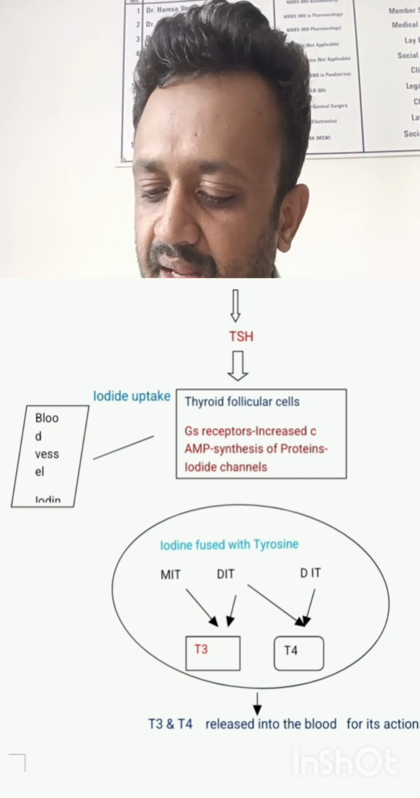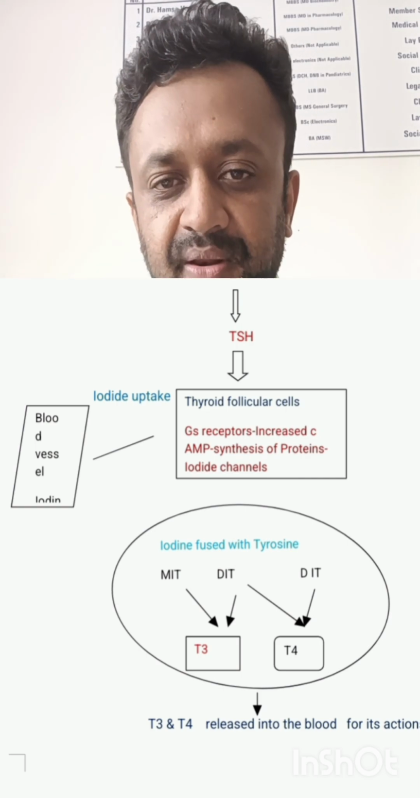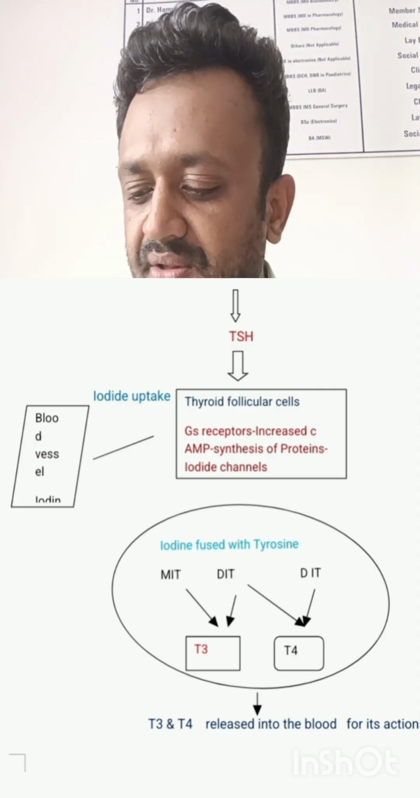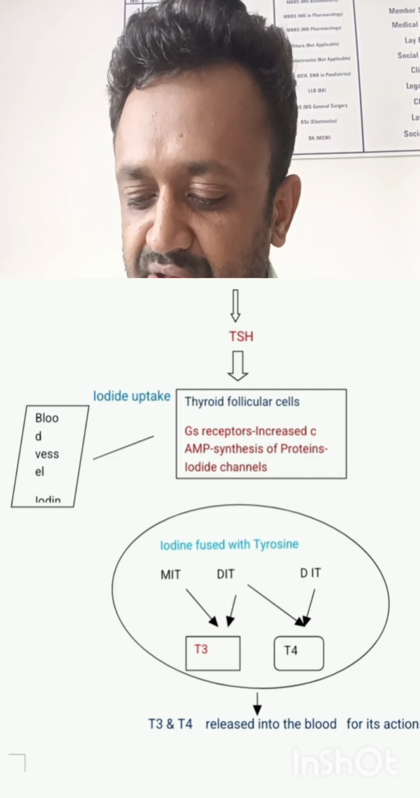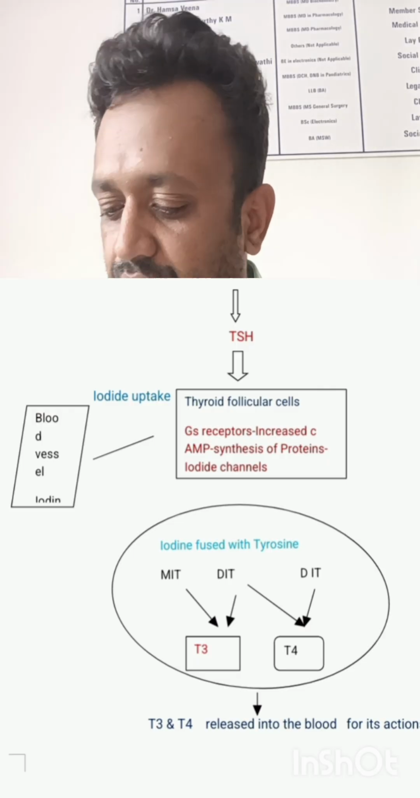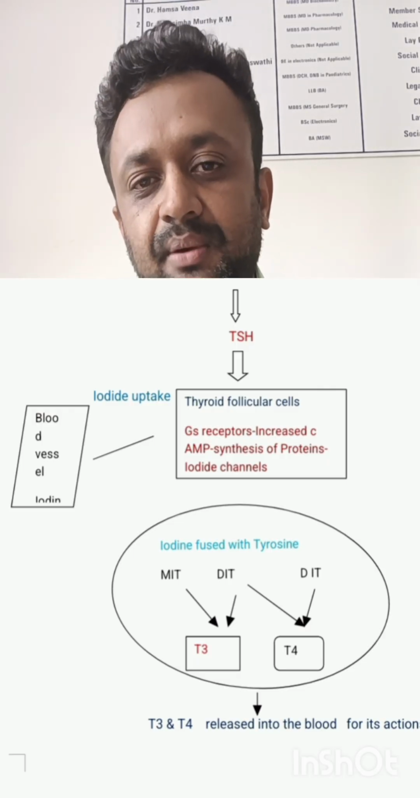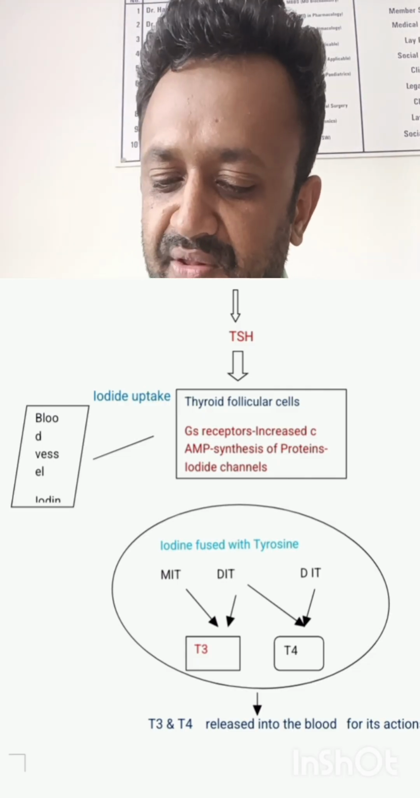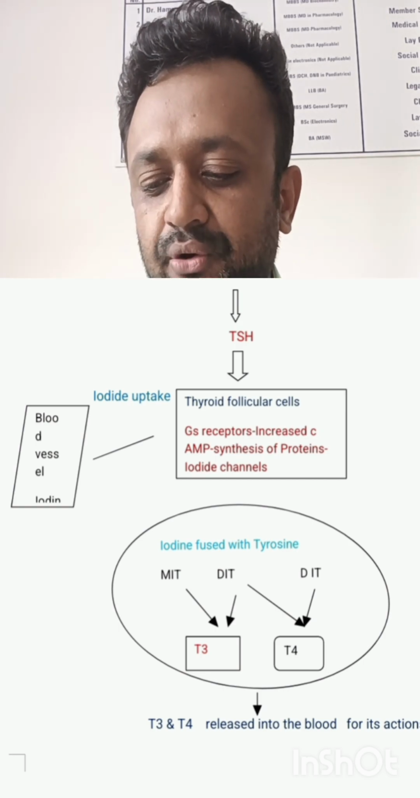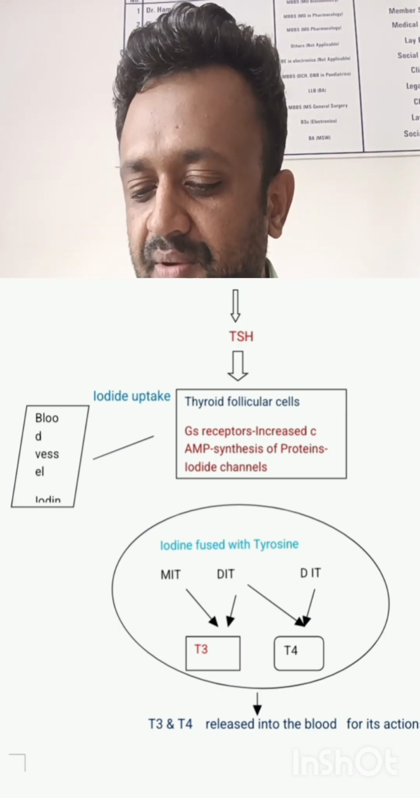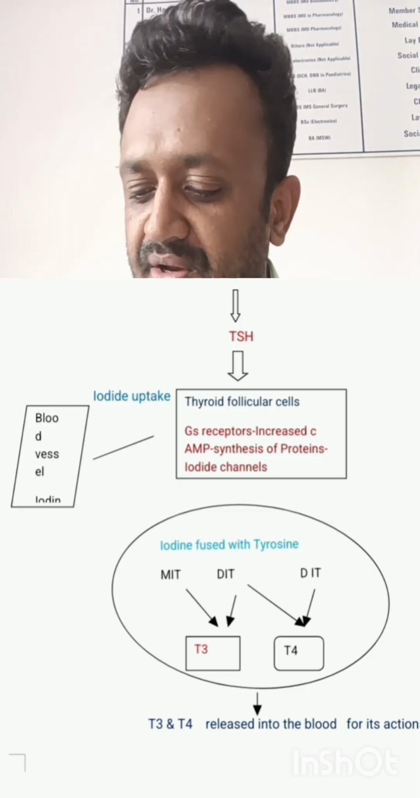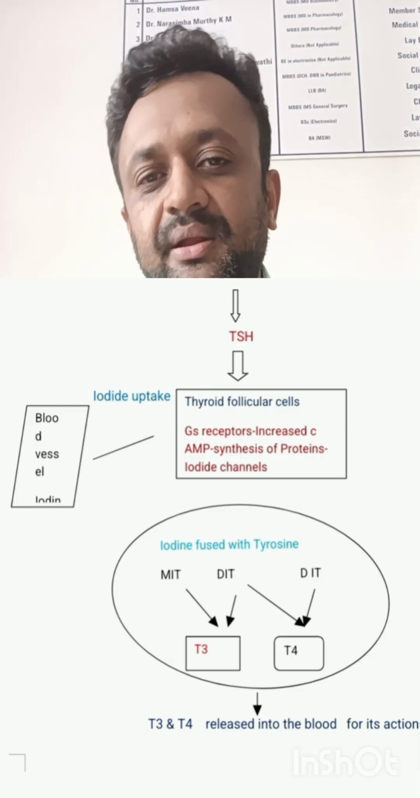In this way, T3 and T4 are released into the periphery from the thyroid follicular cells, that is, the bloodstream. Among these, T3 is more active, T4 is less active. So most of the T4 is converted to T3 in the bloodstream for its action with the help of the enzyme called 5-deiodinase. This is nothing but the deiodination process. So by the enzyme 5-deiodinase, most of the T4 is converted to T3 and it produces its action.